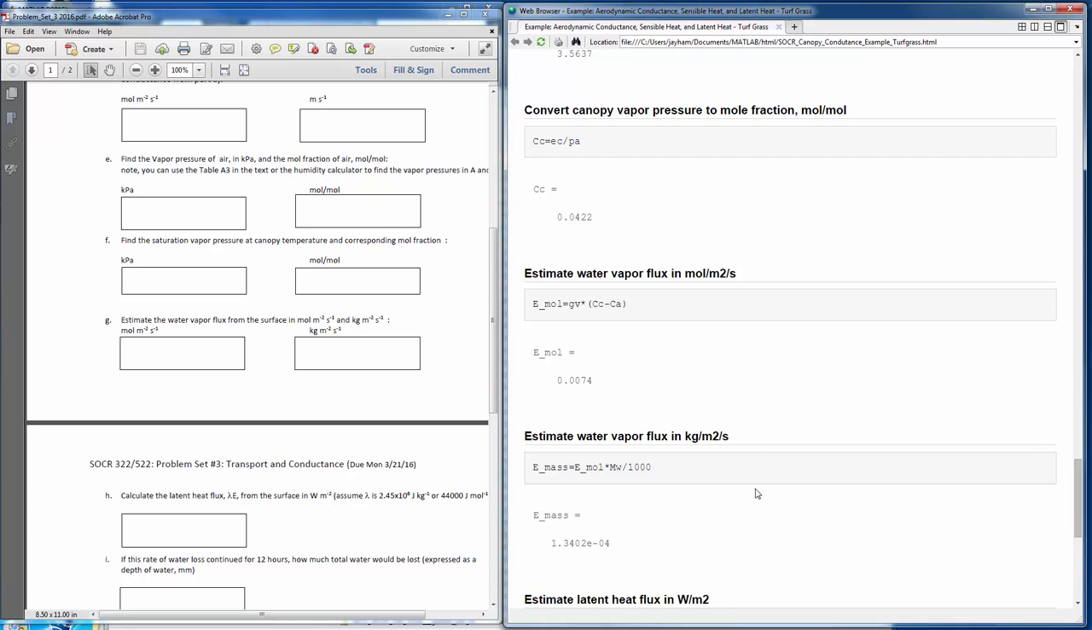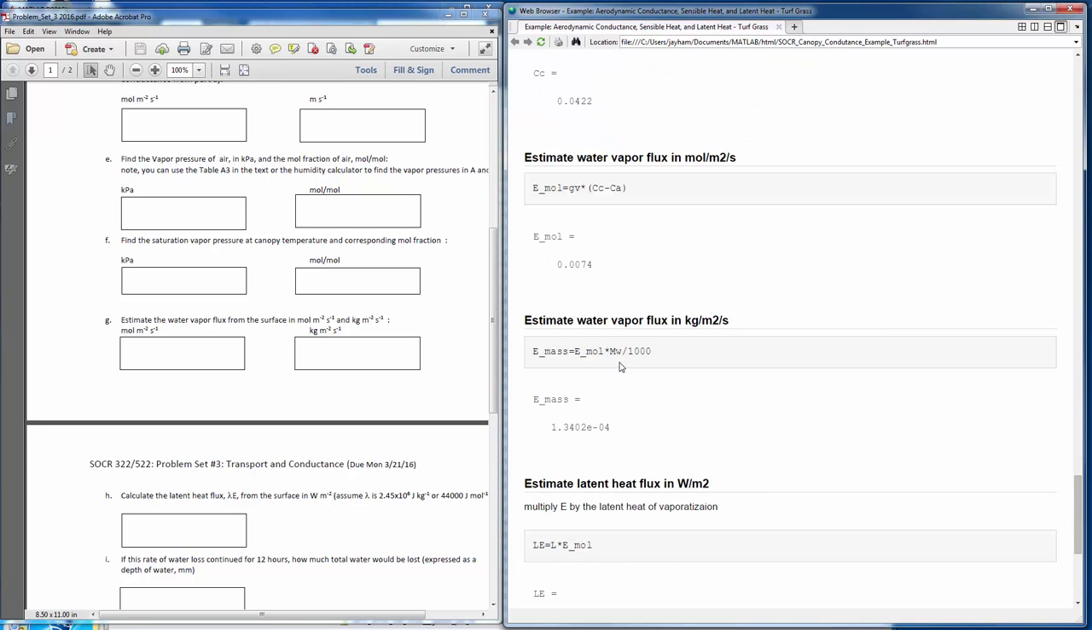I can convert that to a mass flux by multiplying by the molecular weight of water, 18 grams per mole, except I asked for that in kilograms per meter squared, so you're going to need to multiply it by the molecular weight of water and divide by 1,000, and it gave me my rate. So this is basically the amount of water vapor that's leaving a square meter of canopy, if you're thinking about standing out in the field.